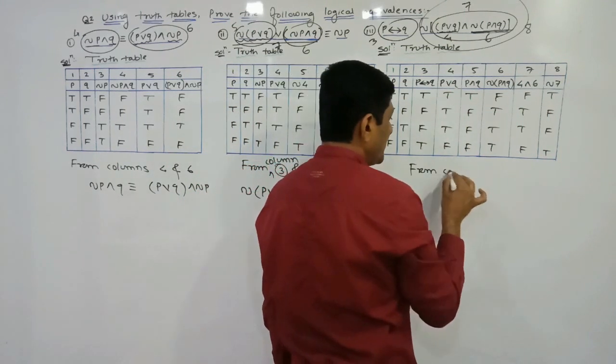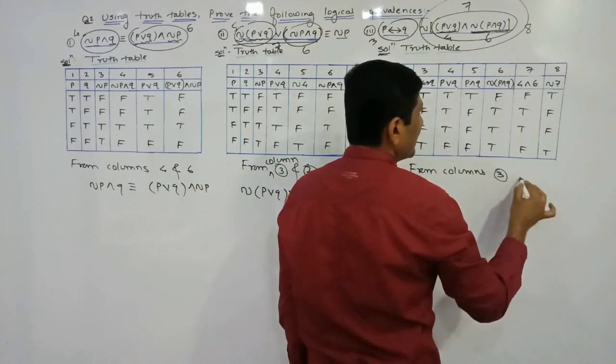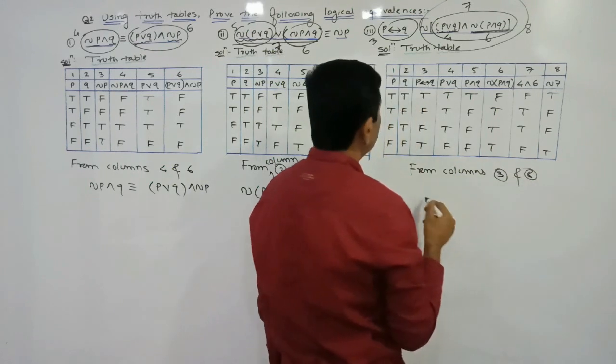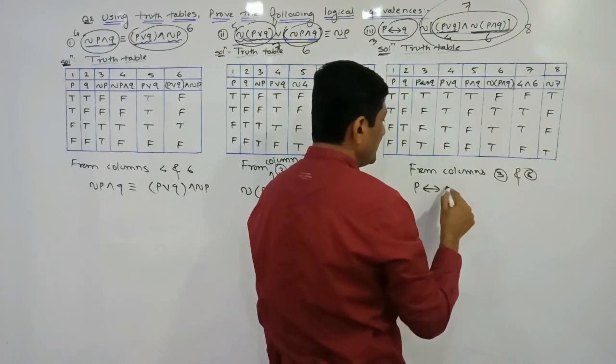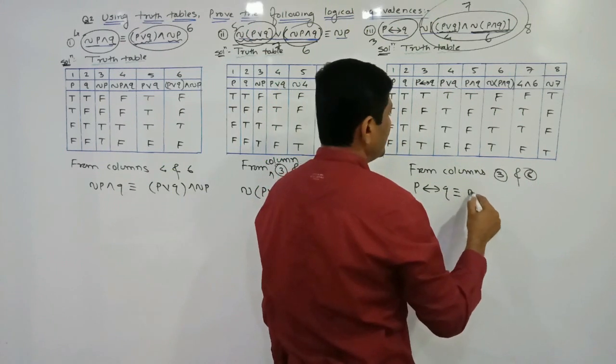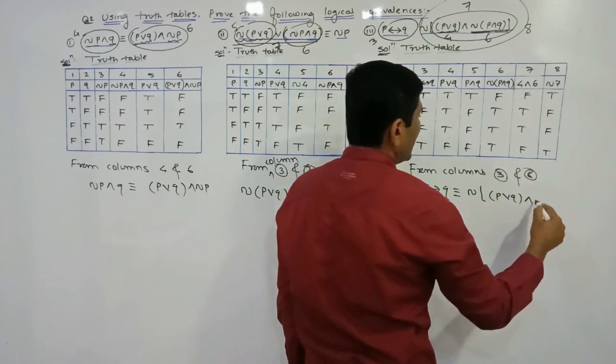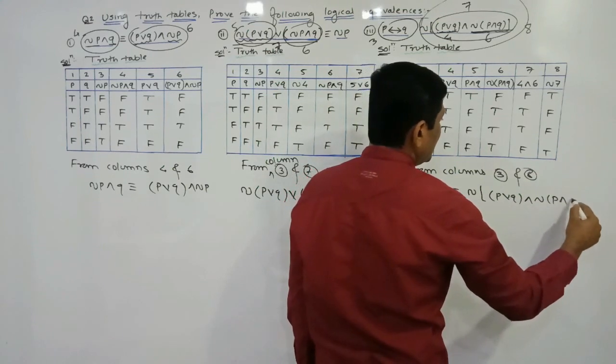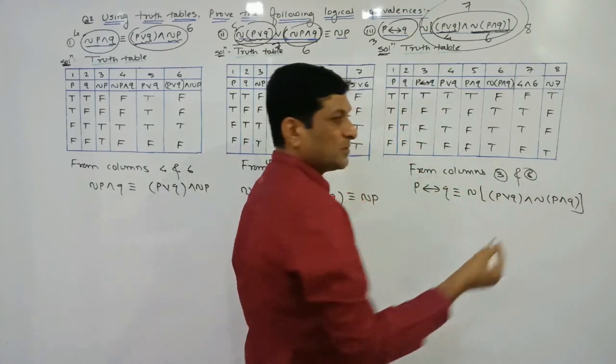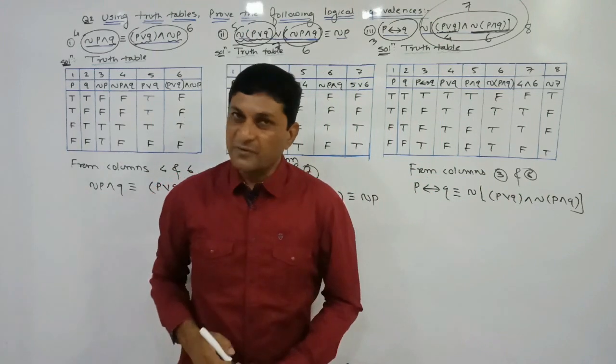So from columns 3 and 8, what is our conclusion? P if and only if Q is equivalent to negation of P or Q and negation of P and Q. So in this way, we have proved that these two statements are logically equivalent.